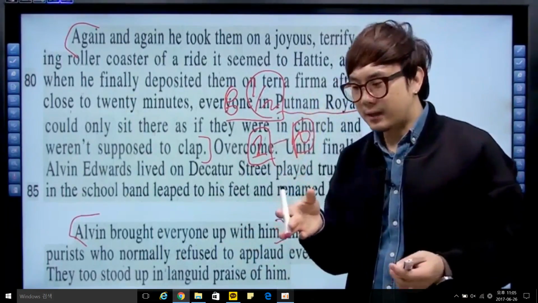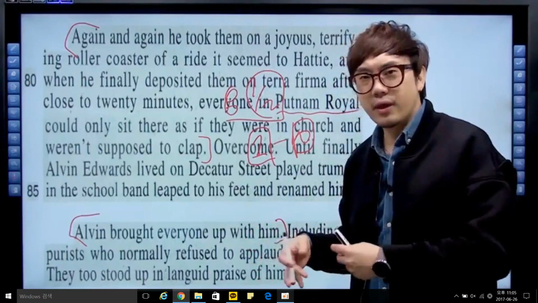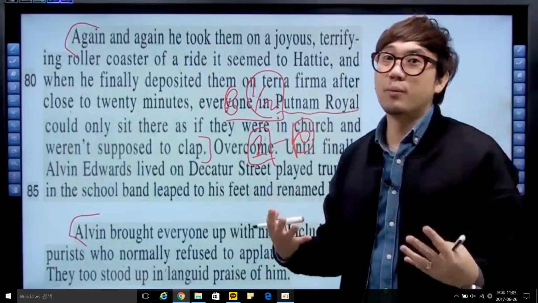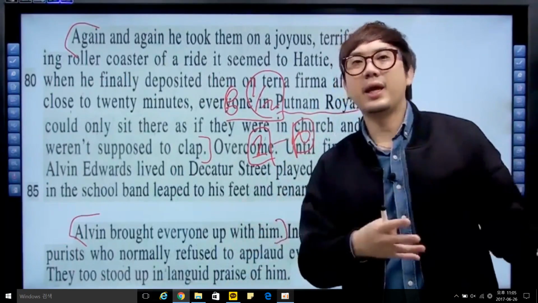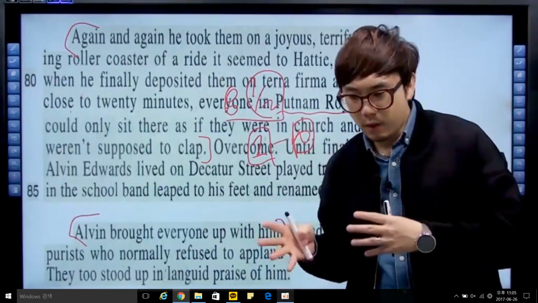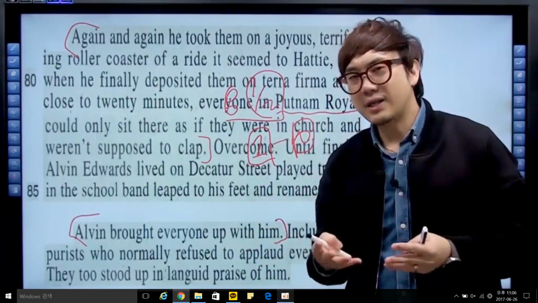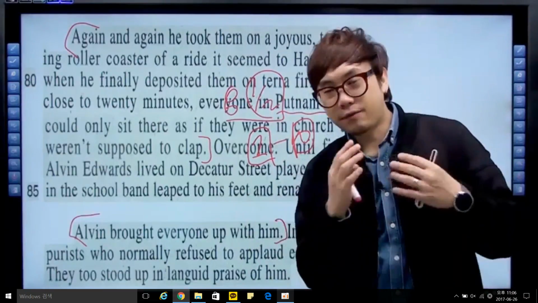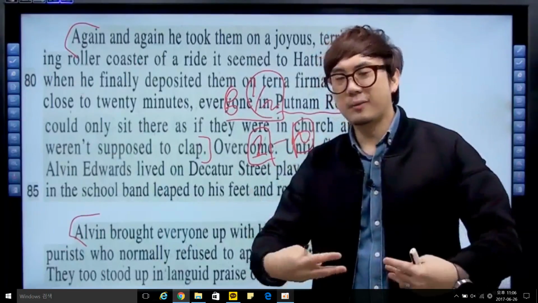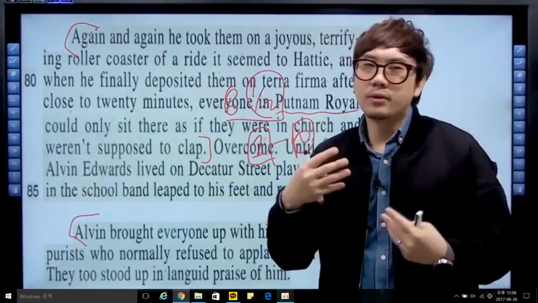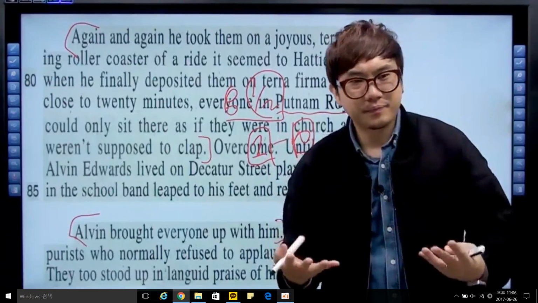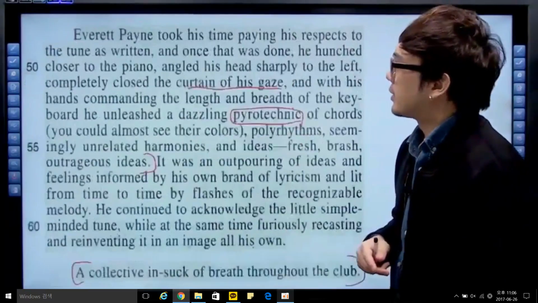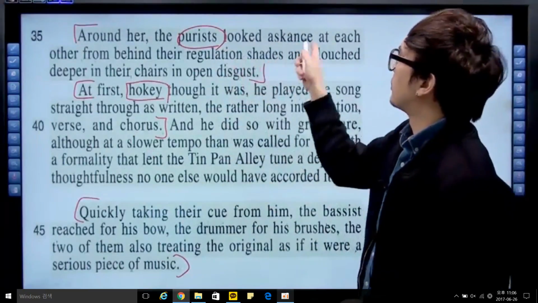But then again, the scene was that there are purists who think that jazz should be what jazz is supposed to be like. Purists meaning those who are pure, those who are clean, right? They don't want to take in any other types, but only the purest form of jazz. And of course, this Everett Payne character is at first trying to play it as it was, as the song was written, as a way of paying respect to the music itself, right?